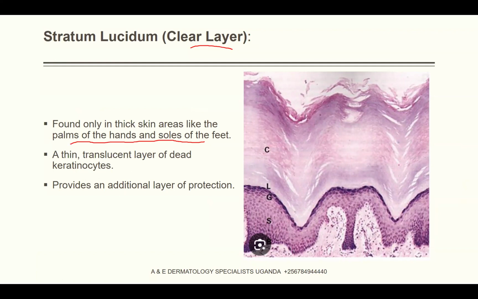They get an extra added layer to give additional protection, and that's what we call the stratum lucidum. From this picture, from here up to here, that is your stratum corneum, the one you've seen earlier, and the stratum lucidum is this layer just next to the stratum corneum. And we've said we find this special layer in palms and soles.